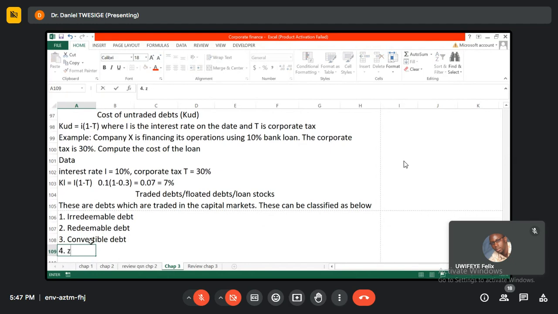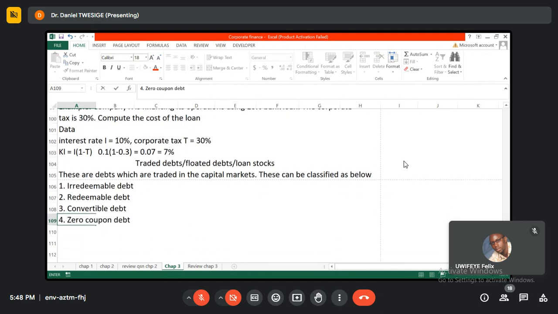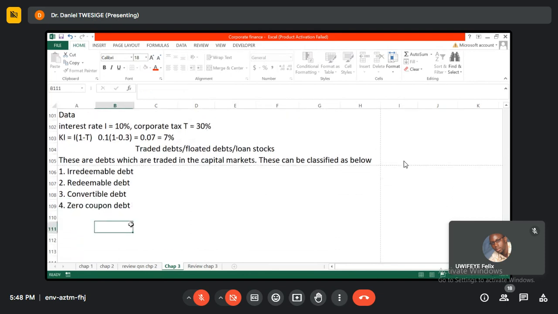We shall talk about this zero coupon debt or zero coupon loan stock. So these are the different types of debts, but we should look at more details of these types when we are talking about the sources of finance. Now, if I can start with the first one, irredeemable debt.